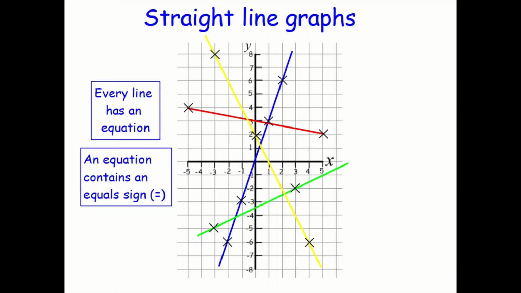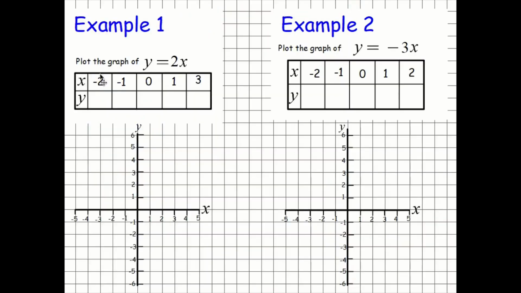So let's have a look at some examples. Example 1 says plot the graph of y equals 2x. So here we have an equation because there's an equal sign there, and we can get some x and y coordinates from this equation. So here I've just put down some values of x. I've put x is minus 2, x is minus 1, x is 0, x is 1, and x is 3. And I'm going to use those to get myself some y coordinates. Now, how do I do this? I need to substitute in the value of x into my equation.